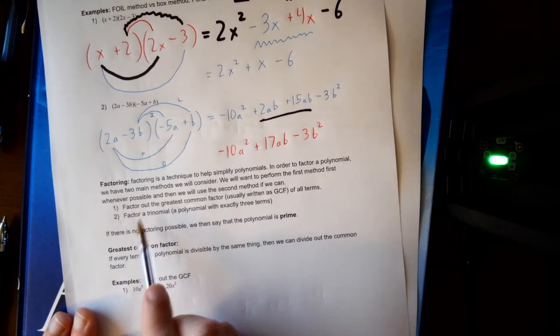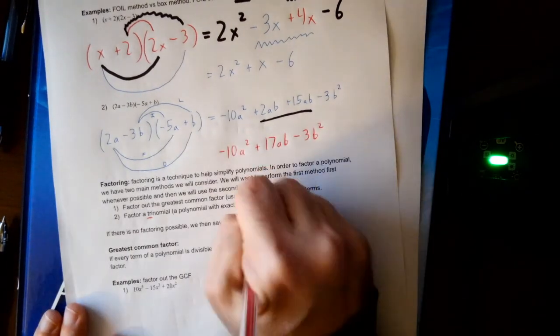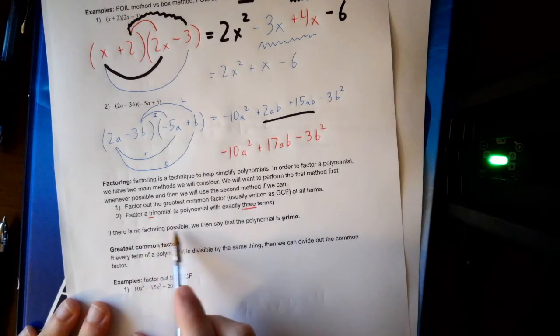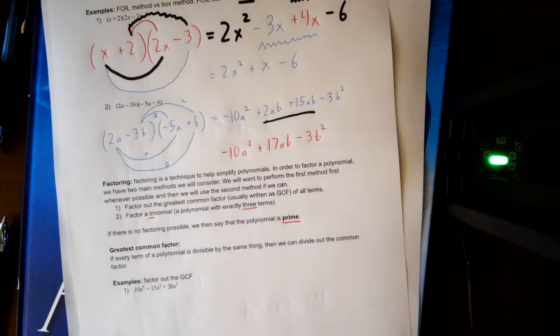The second method is factoring a trinomial. Tri means 3. Think tricycle, right? Or triceratops, right? Triceratops have 3 horns. Tricycles have 3 wheels. Trinomials have 3 terms. And then if there's no factoring possible, then we say the polynomial is prime. So sometimes you can't factor. You can't always factor. Just like with numbers, right? The number 7 has no factors besides 1 and itself. It's a prime number, right? Same thing for polynomials, prime polynomials.